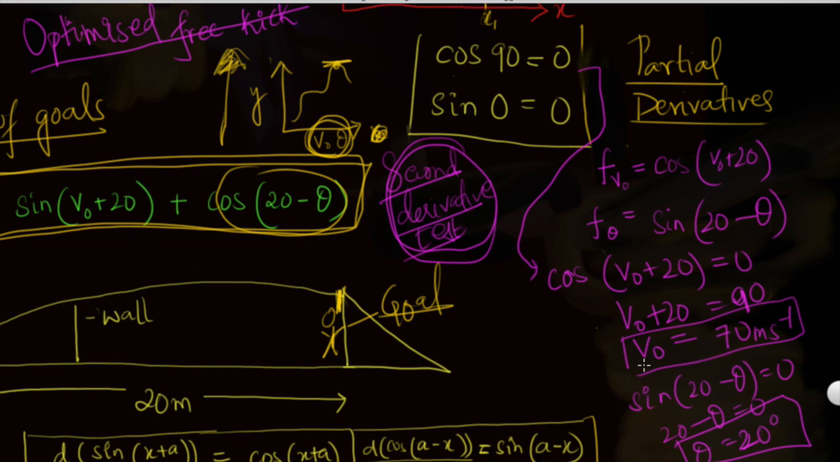So if we substitute v naught is equal to 70, we get sine 90 plus cos of 0. And sine 90 is 1, cos 0 is 1, so we get 2. And we know that this is a maximum because the maximum of sine theta is 1 and the maximum of cos theta is 1. This is from trigonometry. So there we found it.